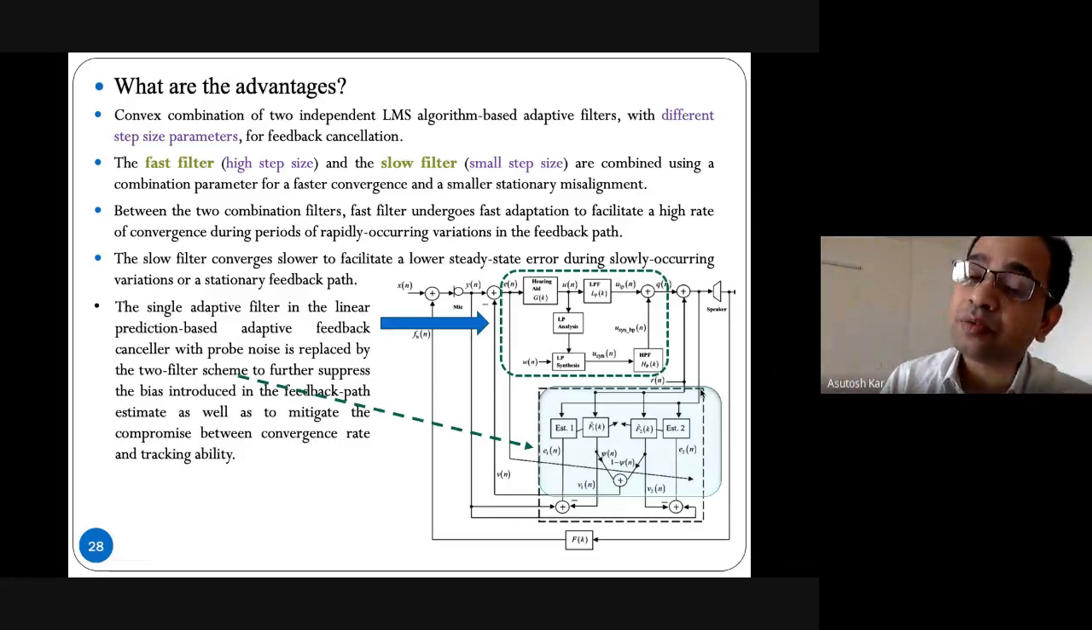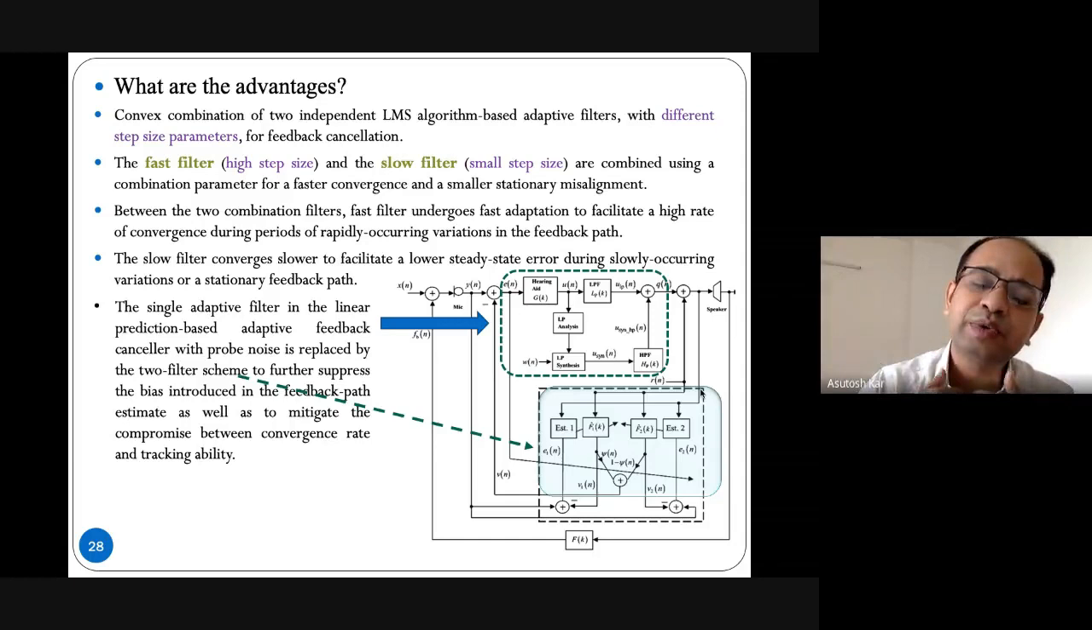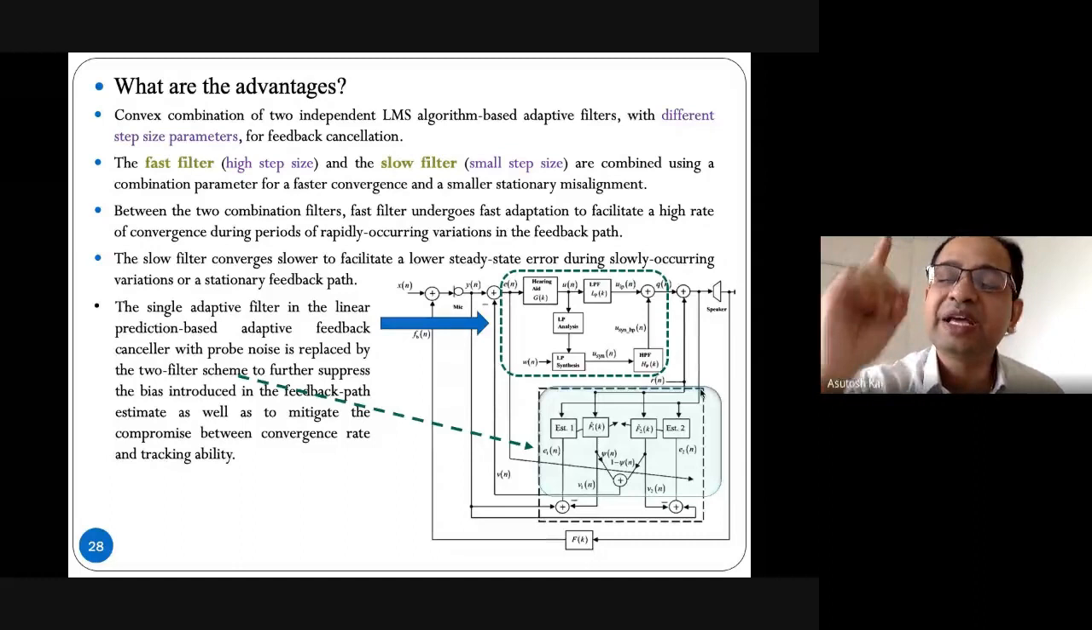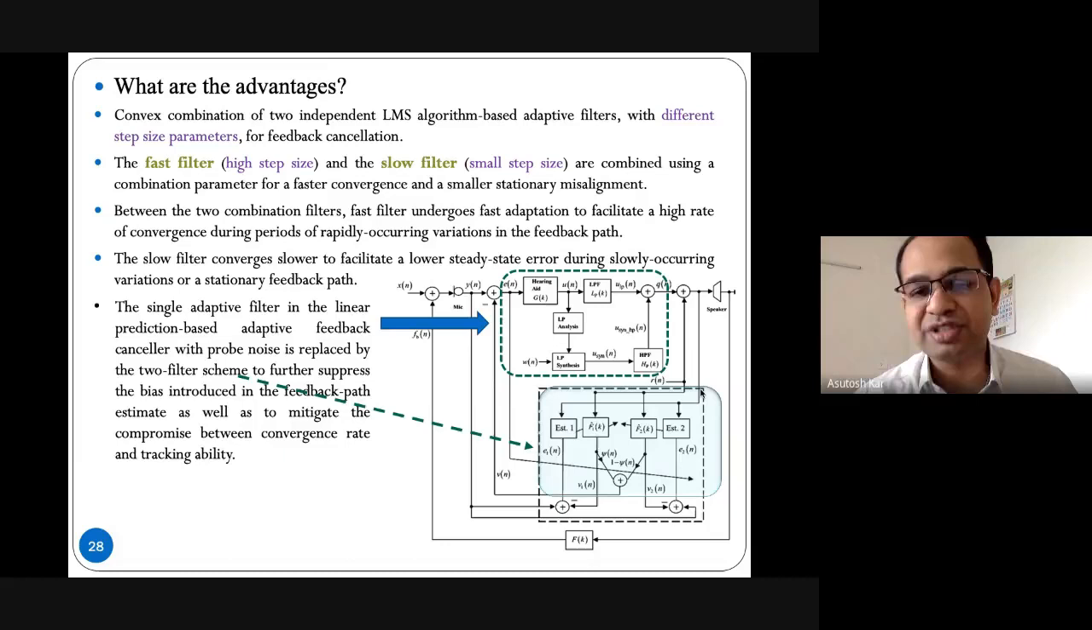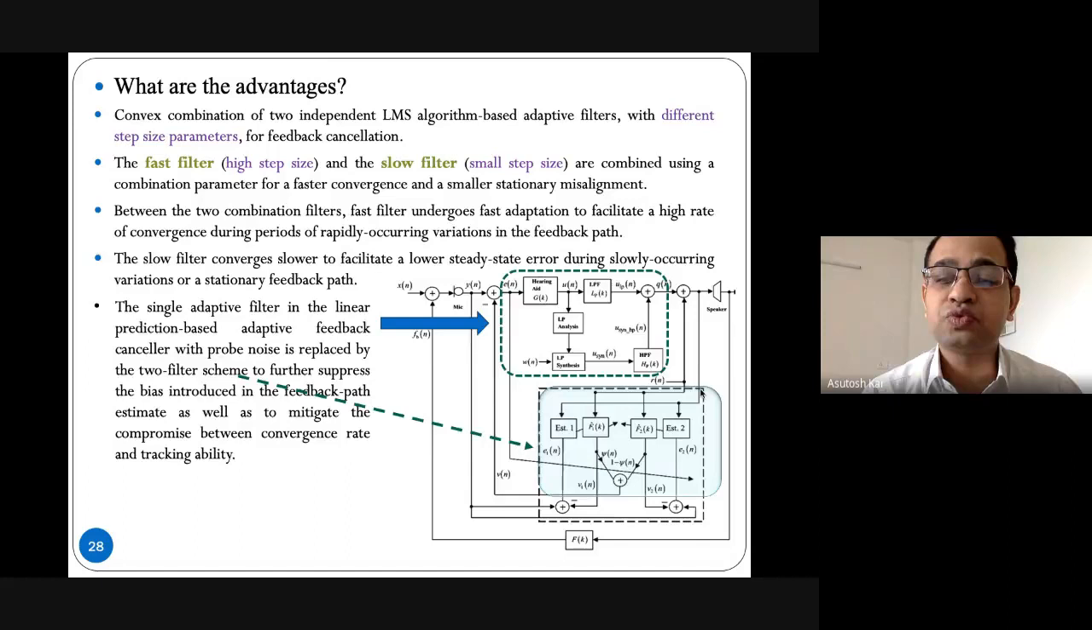The user does not have to do anything. The user will just put this algorithm in and program it. After that, it is auto-run. It will run automatically and it will adjust the coefficients automatically. Whether it needs to consider the faster filter or the slower filter entirely depends on the input autocorrelation matrix as well as other mathematical things I am not telling right now. Otherwise, I have to tell a lot more things. It automatically self-adjusts itself. These are the advantages of this convex combination of adaptive filters, on which not one but a couple of research works we published.